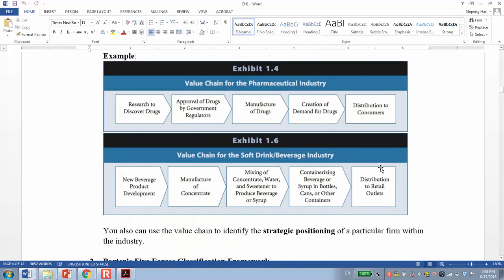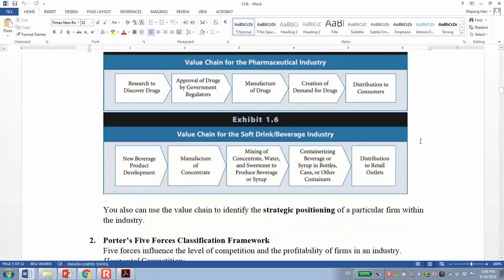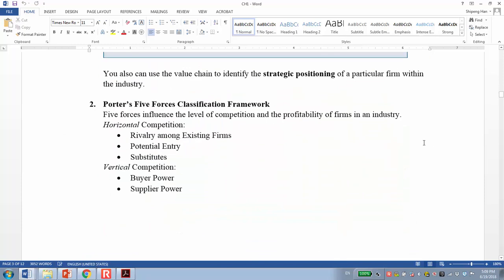Okay. The next one is a value chain analysis. The value chain analysis is a sequence or chain of activities involved in the creation, manufacture, and distribution of its product and services. So value chain analysis is a value is accumulated through this chain. It's not easy right now for you to apply, so you just know it is fine.